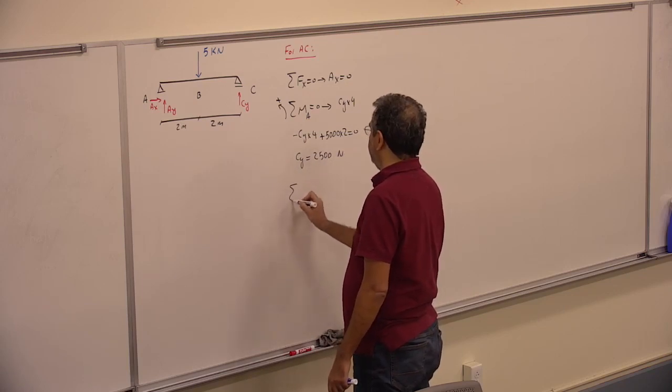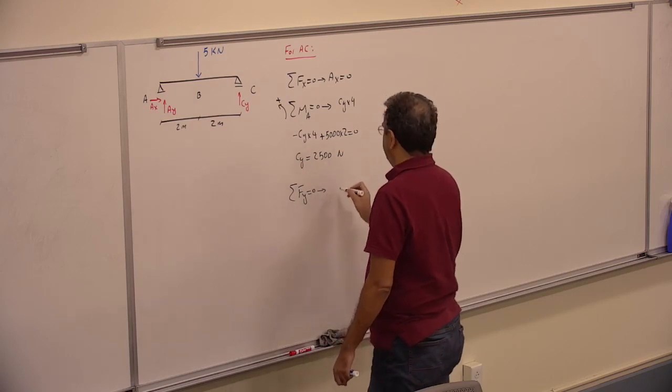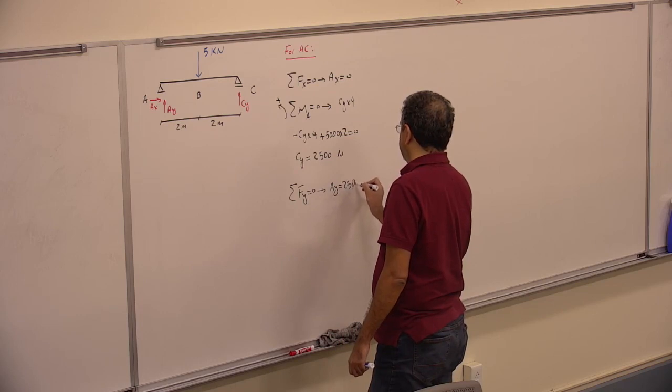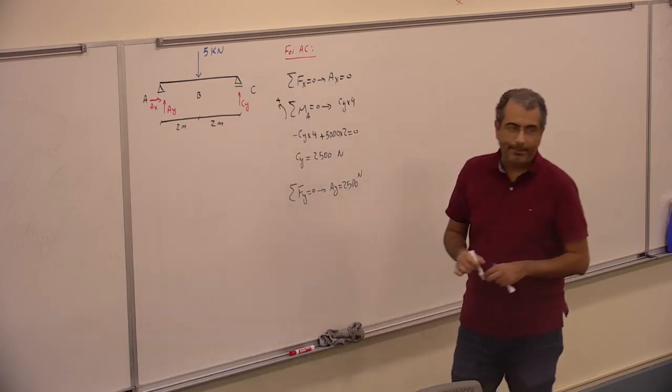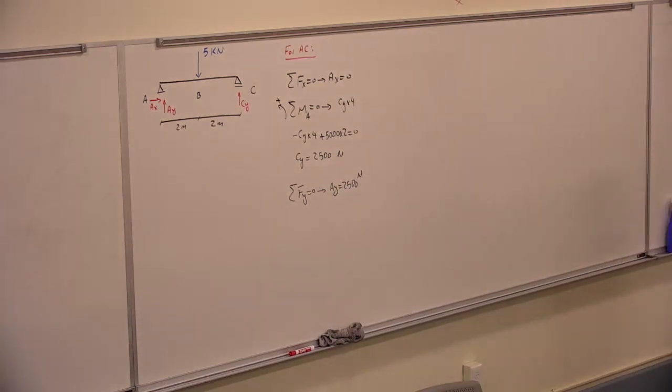And then if I write the sigma Fy is 0, Ay will be 2,500 as well. And you could have said that just by looking at it, because there's no horizontal force, so AX is 0, and it's completely symmetric. So that 5,000 is going to be divided by 2 on both supports.